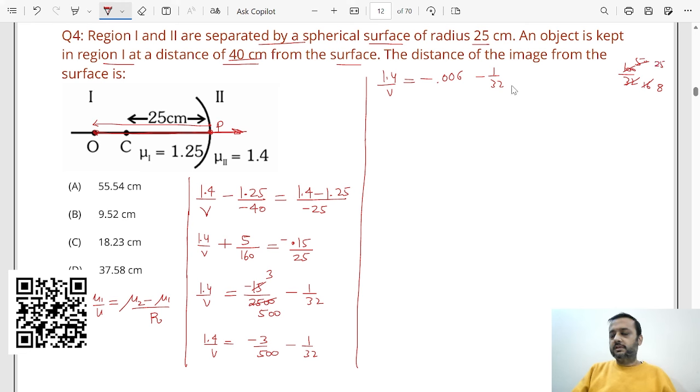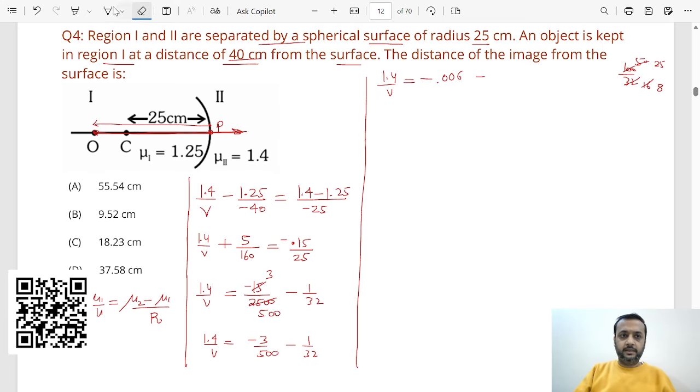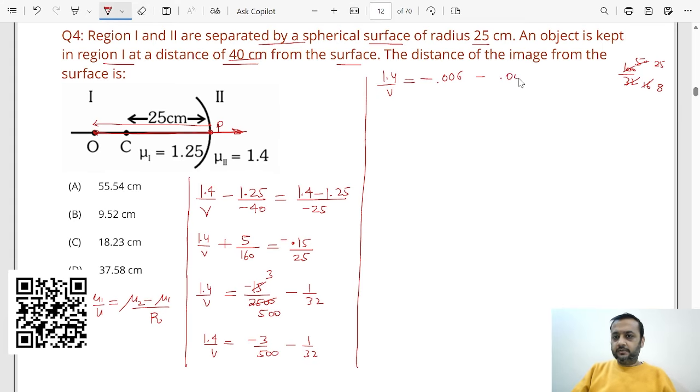25 by 8 is how much? 3.125, right? 3.125. That means this will be how much? 0.003125. Okay, 0.003, basically, no, I think it will be 0.0315. My bad. Basically, this will be 3.125 divided by 100. Yeah, so this will be 0.0315.